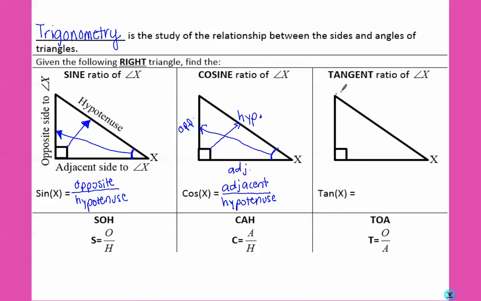If we want to find the tangent ratio of angle x, we're still at angle x. This is still the opposite side. This is still the hypotenuse. And the tangent of x is opposite divided by adjacent.